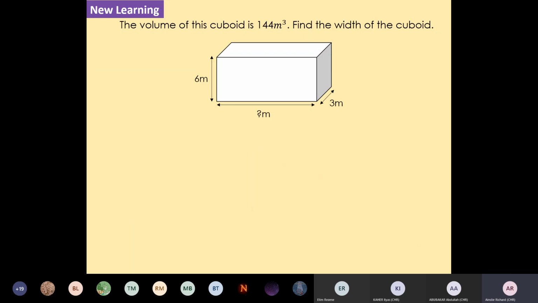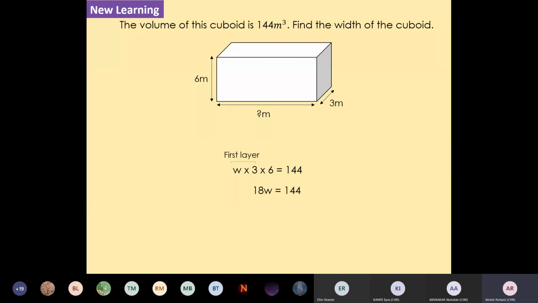Similar problem, we've got a cuboid that's 144 cubic meters, and this time we need to find the width of the cuboid. So our height is 6, our depth goes back by 3 meters, but we don't know what the base is going to be. So we do the same thing. The width times by 3 times by 6 be 144, where the width times by 3 is like the first layer from the bottom on the way to the top.